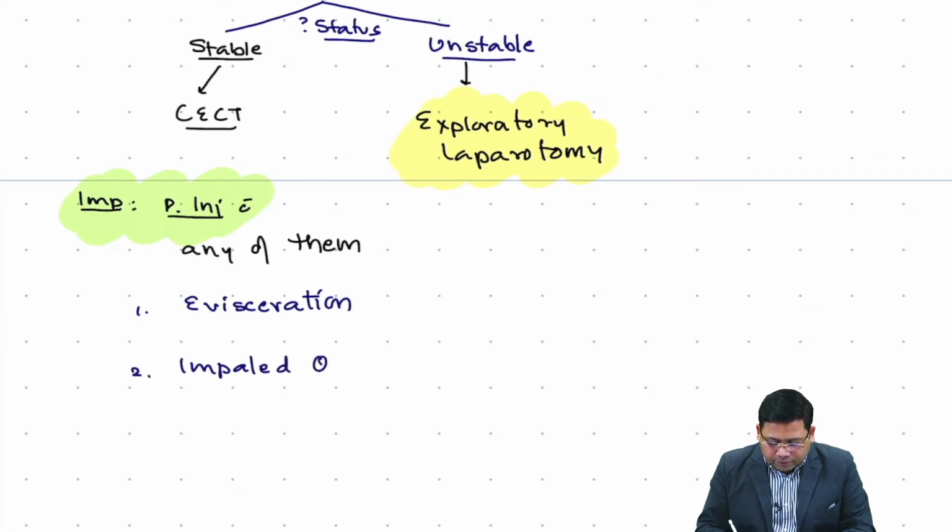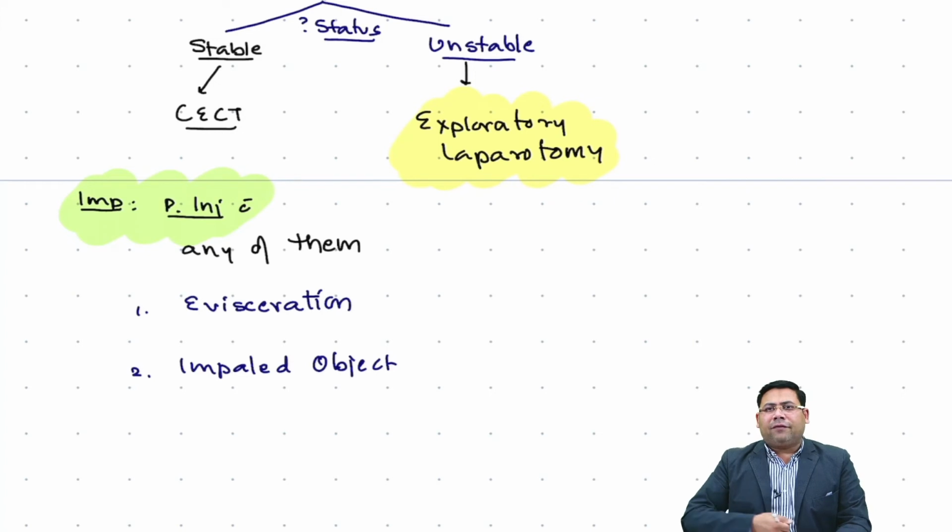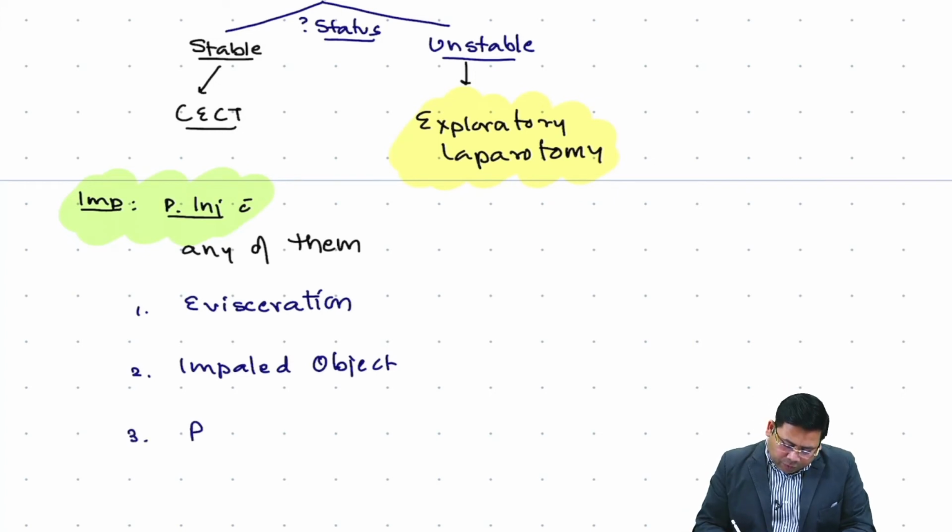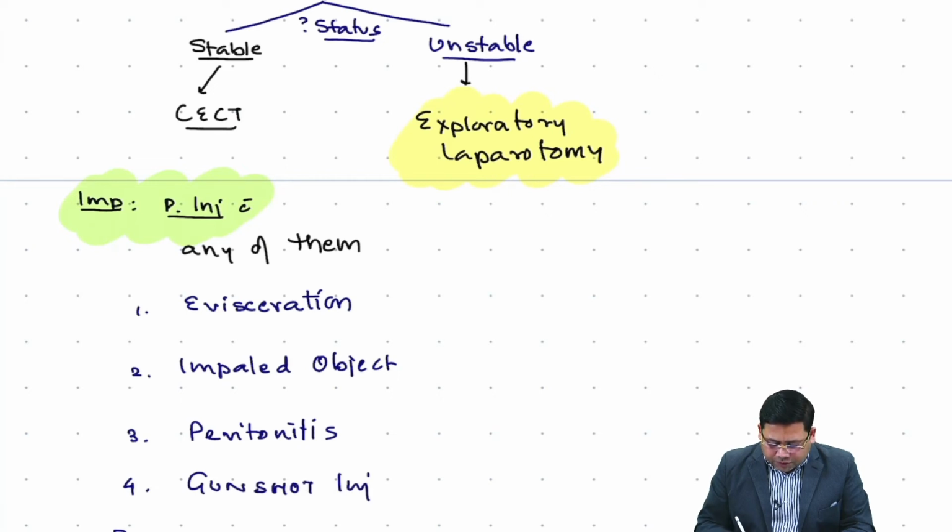What do you mean by impaled objects? Someone stabbed over the abdomen and left the weapon there. Third is peritonitis, so a patient with peritonitis. The fourth is gunshot injury. And fifth is bleeding via natural orifice. Now, this is very, very important.